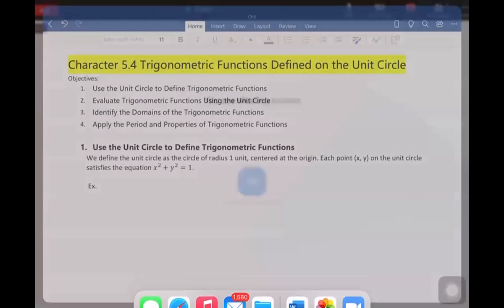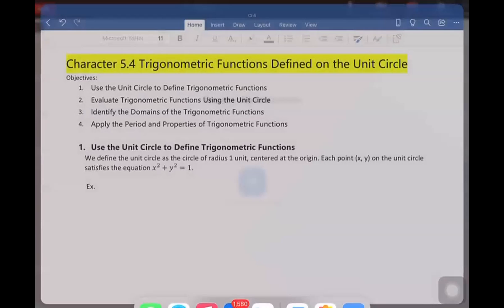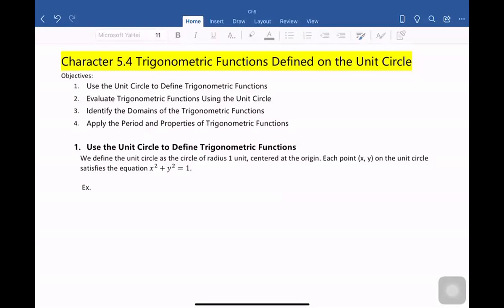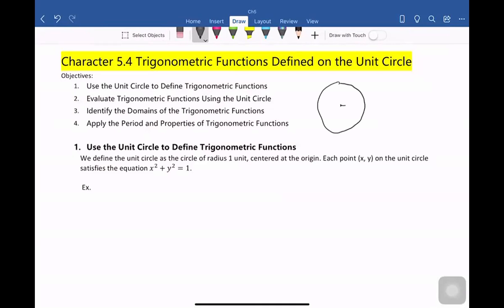In this video, let's learn chapter 5.4, Trigonometric functions defined on the unit circle. First, let's introduce what the unit circle is. A unit circle means a circle with radius 1. So from the center to here, r equals 1.